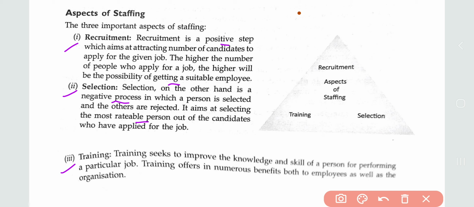The third element or aspect of staffing is your training. What is training? Training is simply a process through which you try to upgrade the skills of your employees and teach them how to do their job, right? How to manage the day to day working in the job, how to deal with the customers, all this is given in training, right?